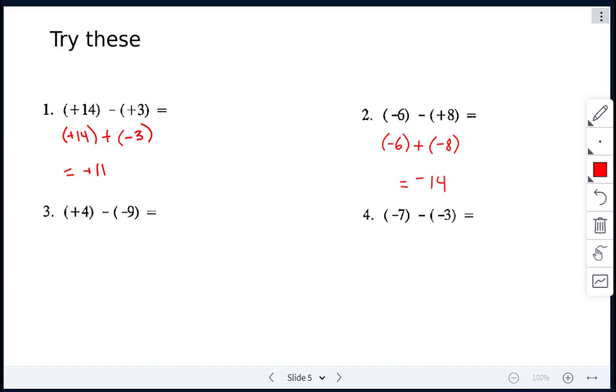Okay, question number 3. We have a positive 4. That's our first integer. It stays the same, so it's going to stay as positive 4. Our subtraction becomes an addition. And then the negative 9, we take the opposite of negative 9, which is positive 9. So now all we have to do is add 4 plus 9, which is 13, and our sign stays as positive. I'll just put positive 13.